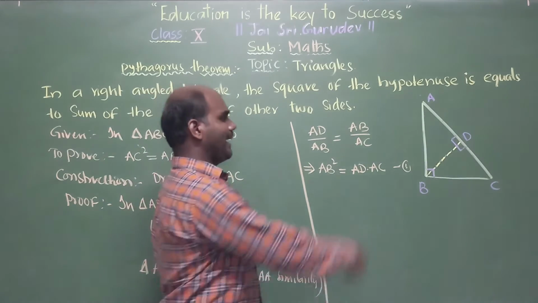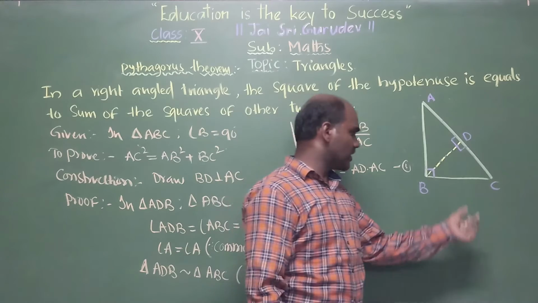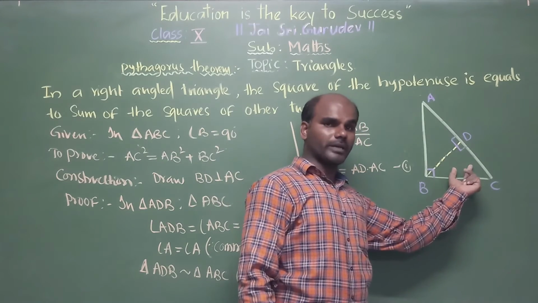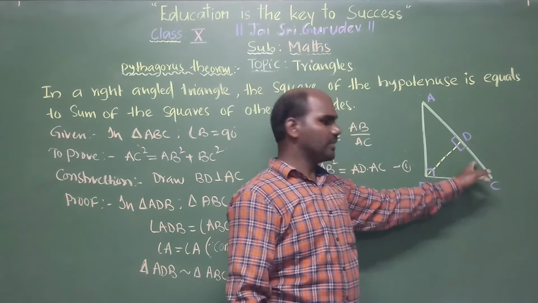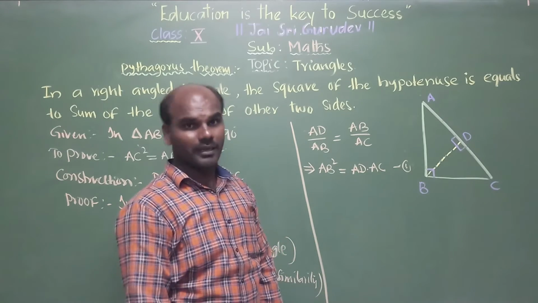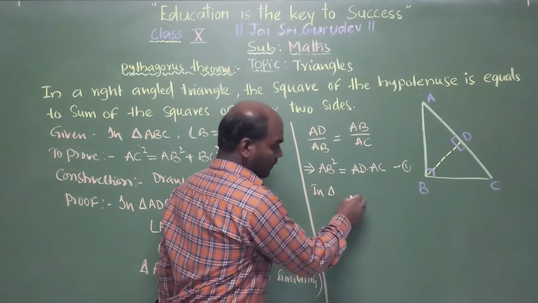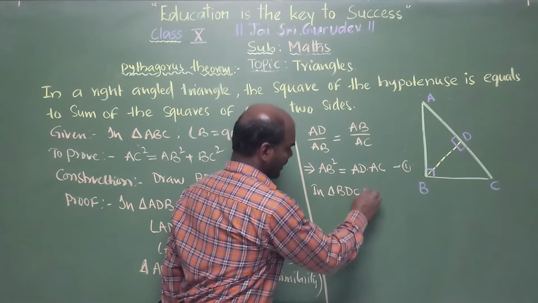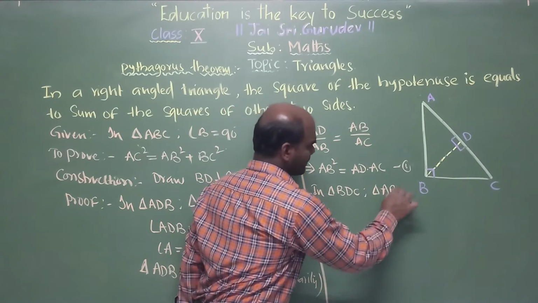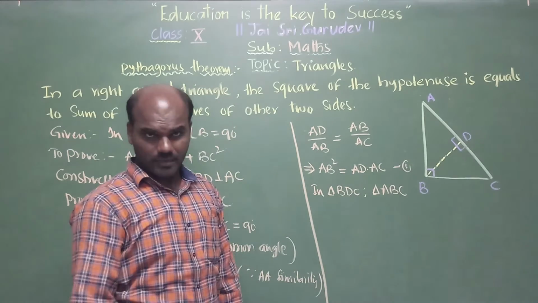As well as in another triangle. What is that another triangle, children? BDC is one triangle you have to consider, as well as ABC. These two triangles also we have to compare. So in triangle BDC and triangle ABC, we are comparing the two triangles now.